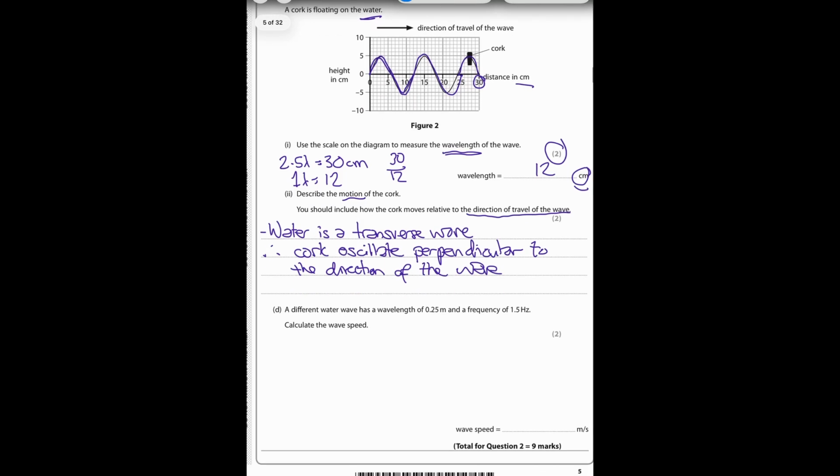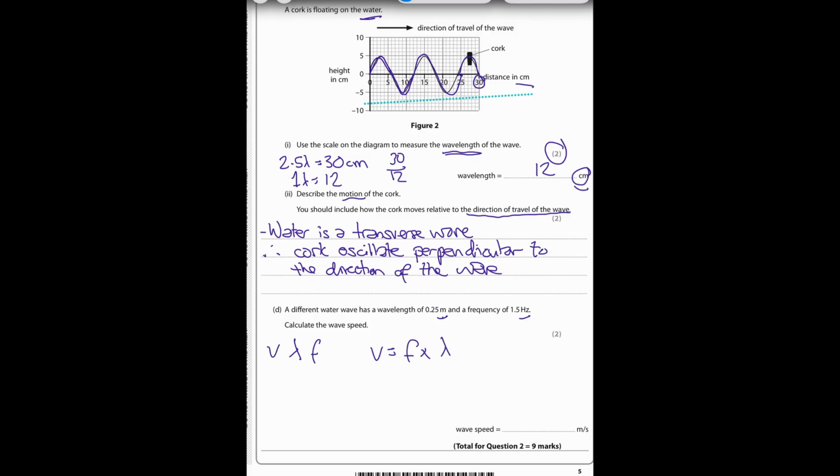Okay, so part D, just a calculation question. Calculate the wave speed of it. So first thing I'm doing, looking for the units. Okay, the units are fine. I need a formula with speed in there, and they're giving me wavelength and frequency. So what's the formula that's got all of those things in there? It's going to be V equals F times lambda.